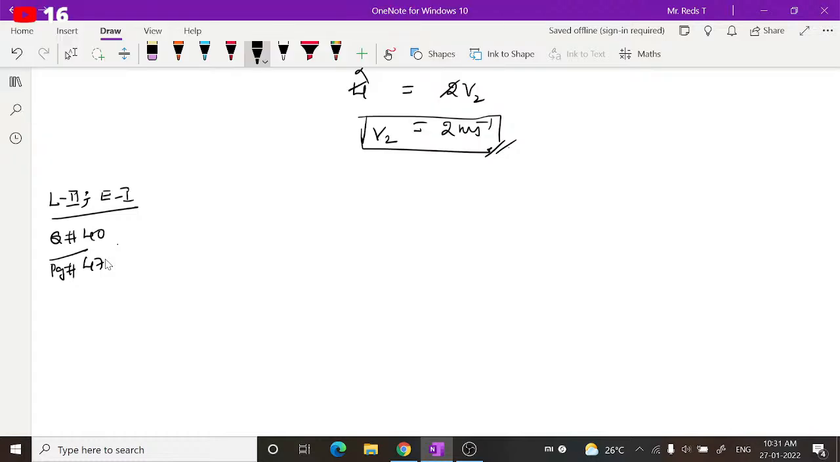So before this, just a second, guys. Pointer is not responding. Just a second.